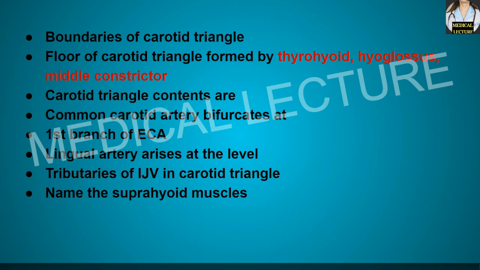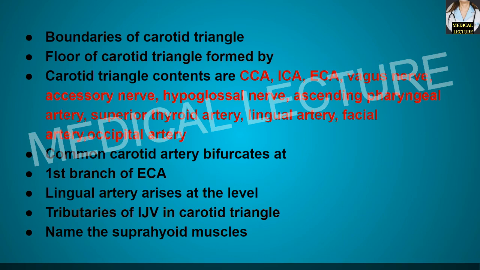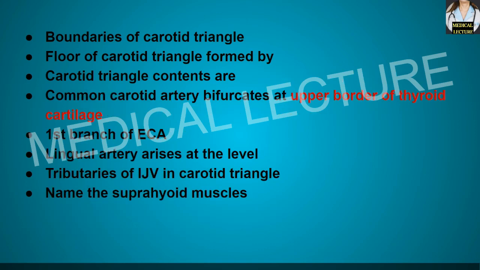Carotid triangle contents are the common carotid artery, internal carotid artery, external carotid artery, vagus nerve, accessory nerve, hypoglossal nerve, ascending pharyngeal artery, superior thyroid artery, lingual artery, facial artery, and the occipital artery. Common carotid artery bifurcates at the upper border of the thyroid cartilage.